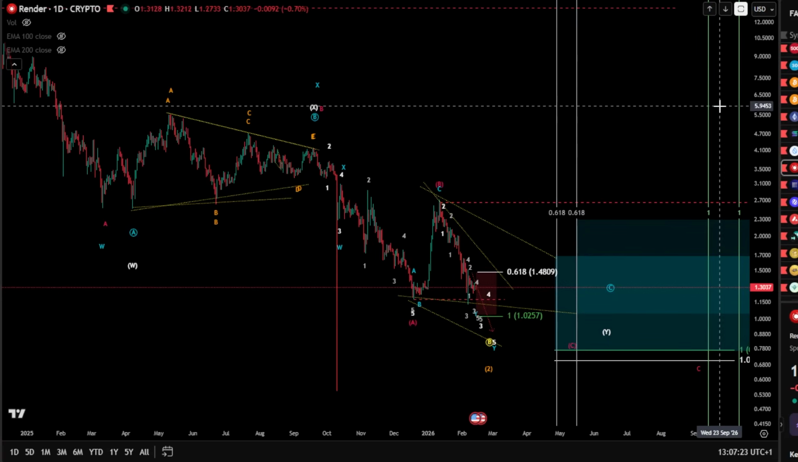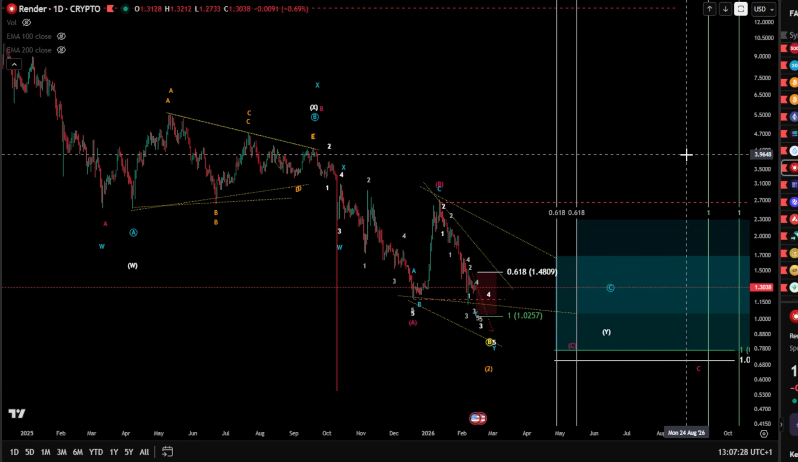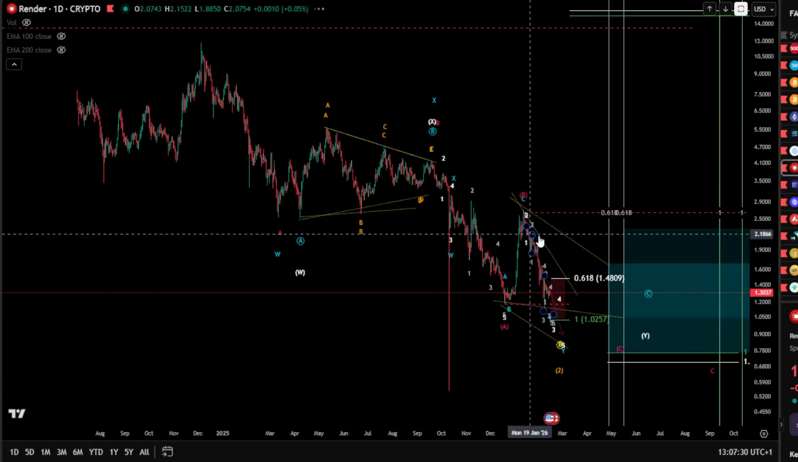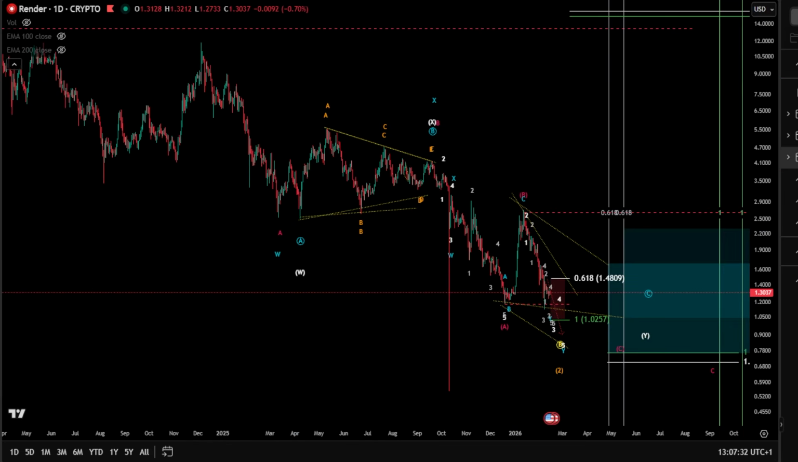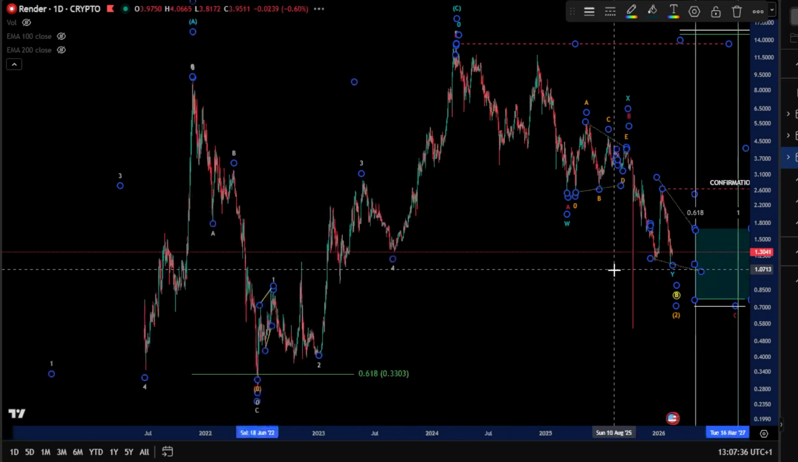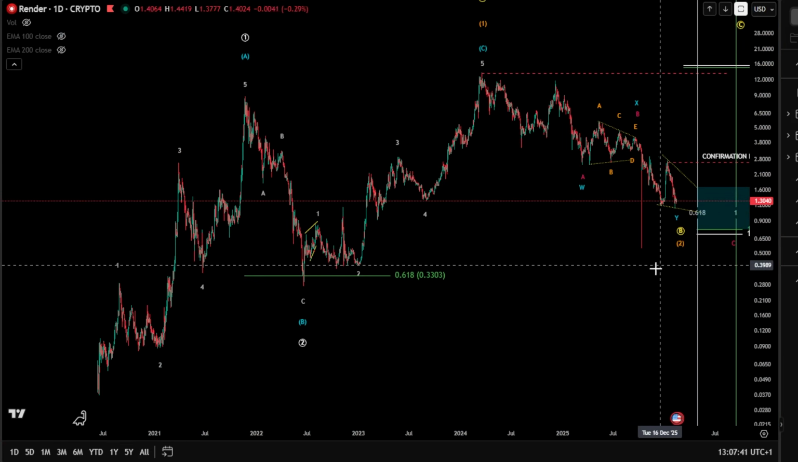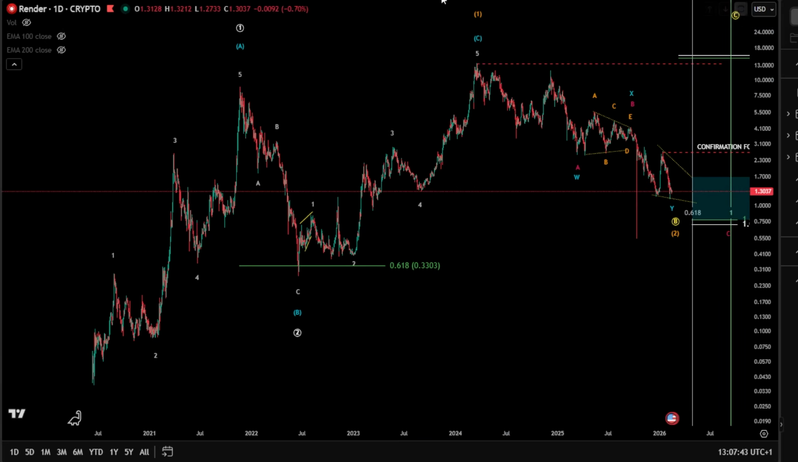Hello everyone, welcome to a new video for Rndr, FET and Injective price prediction based on Elliott Wave analysis. We're going to dive into Rndr here on the daily to see a little bit what is going on with this chart. Is it going to see some green candles, or is it still going to show us more painful red candles?